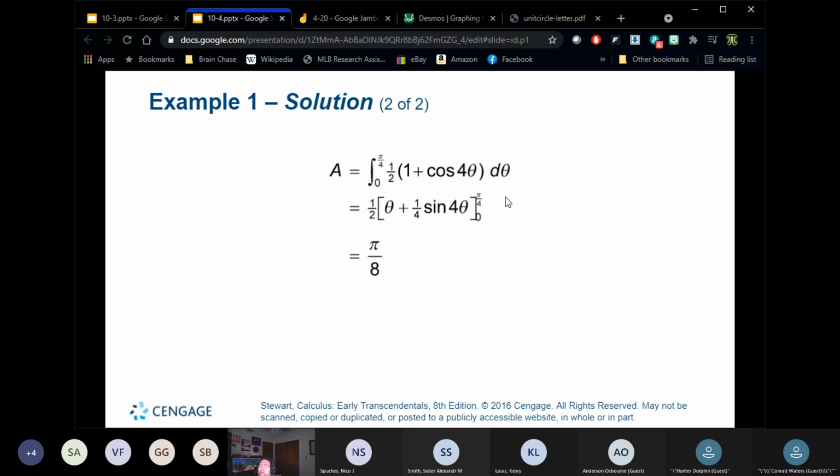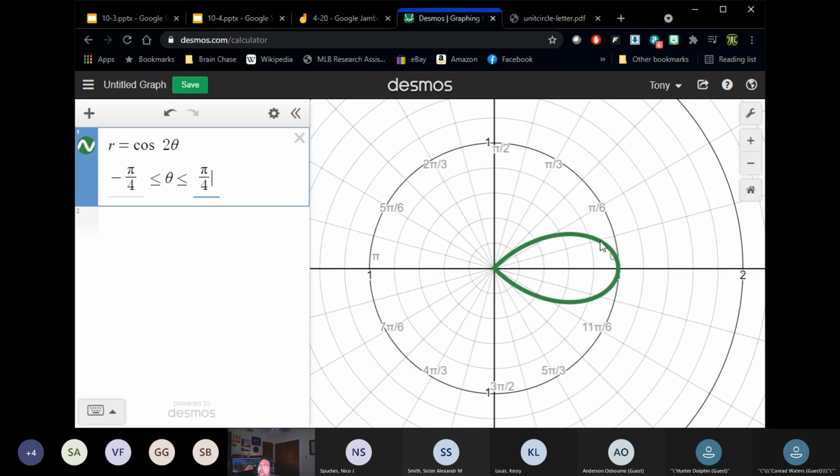Now in this one, if I'm plugging in 0 to pi over 4, the 0 is going to cancel out that part, and the 0 is going to cancel out that part because sine of 0 is 0, so we don't have to worry about the 0 one. The pi over 4 is there. Sine of 4 times pi over 4 is sine of pi, and sine of pi is also 0. So all I have left is 1/2 times pi over 4, which is pi over 8. So the area of that one leaf is pi over 8.